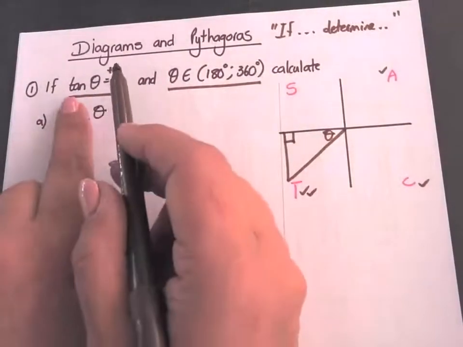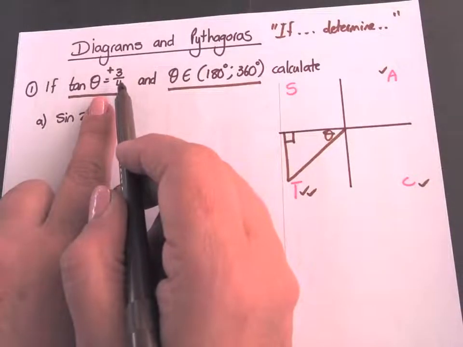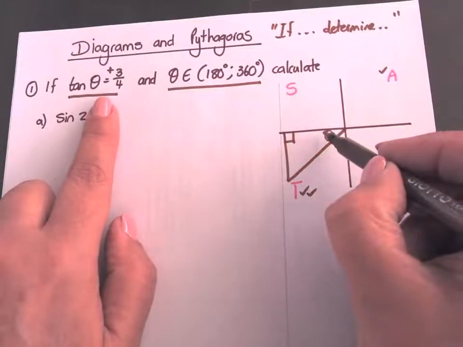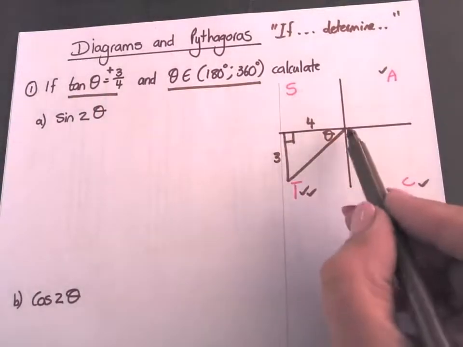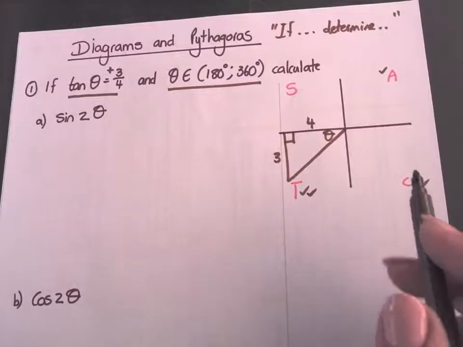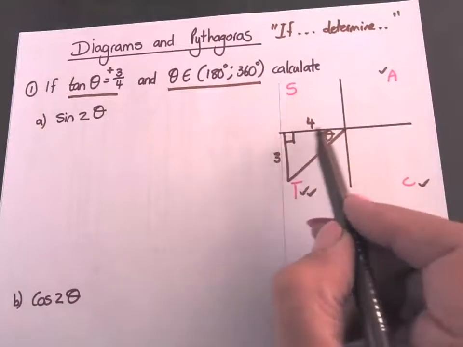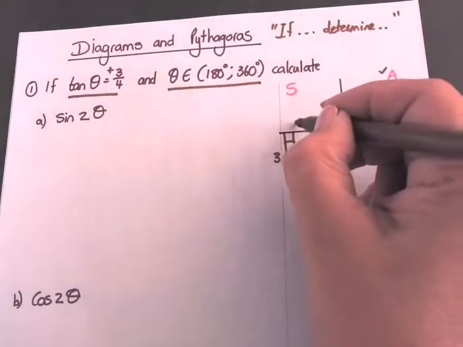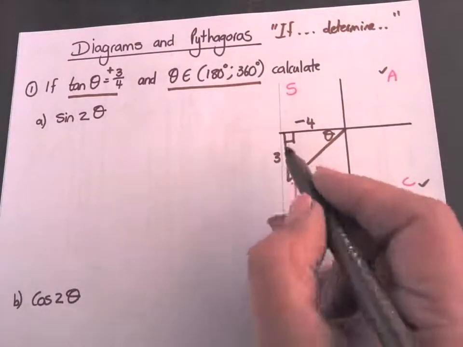Tan is opposite over adjacent. So it's opposite, which is 3, over adjacent, which is 4. But you have to look at your x and y values to see whether they are positive or negative. This is 4 on the x-axis, but what is 4's sign? Negative 4. This is 3 on the y-axis, and 3's sign is also negative.